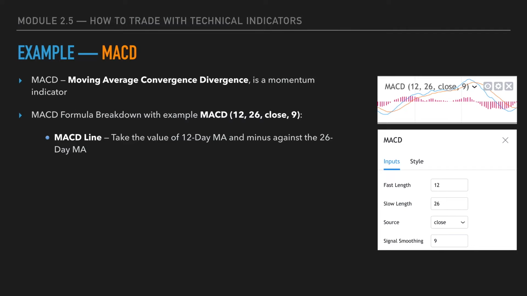First, the MACD line, which is the blue line in the chart. The way to calculate the MACD line is simply to take the value of the 12-day moving average and subtract the 26-day moving average. So that's why we have 12 and 26. The second part is the signal line, the orange line in the chart. The signal line is calculated by taking the historical value of the MACD line and averaging it over 9 periods. So that's why we have 9 in the settings.